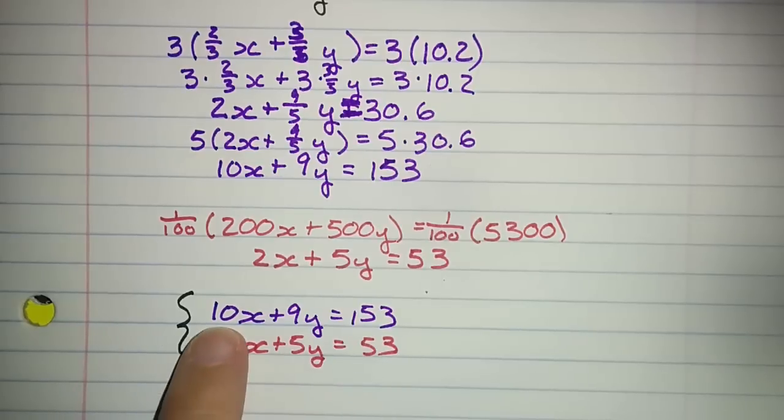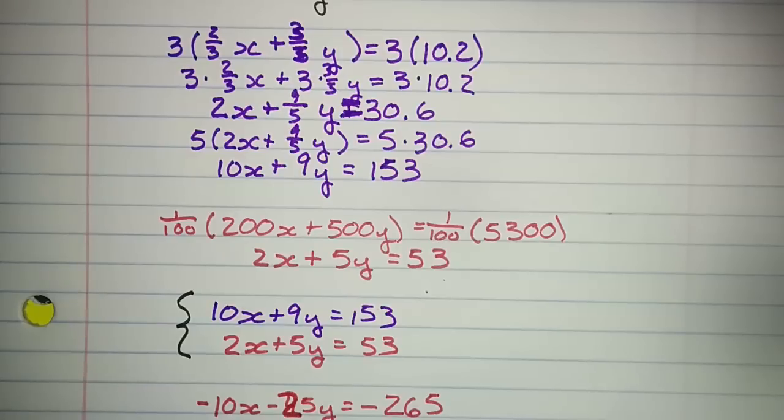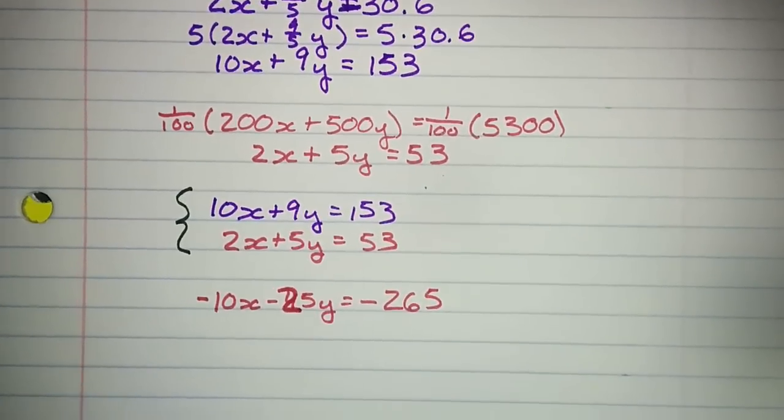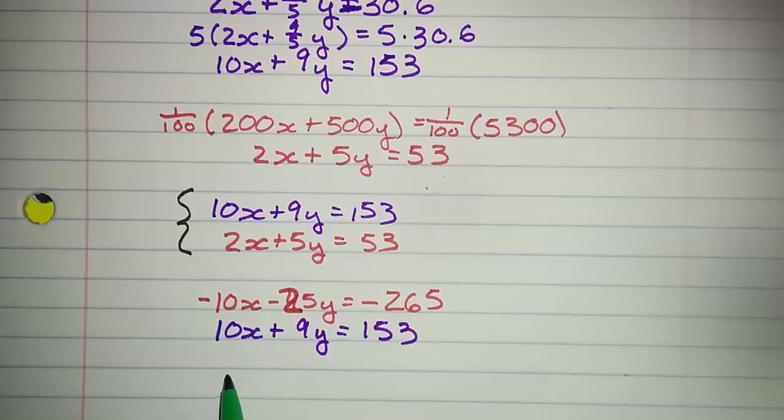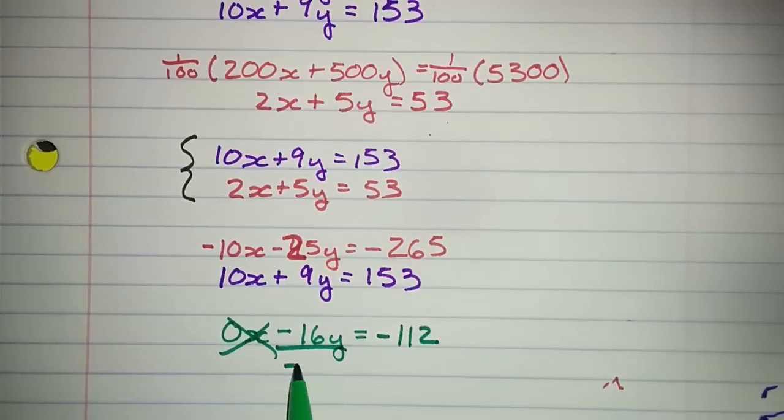And this is very nice because I notice 10 is a multiple of 2. So if I multiply both sides of the second equation by, say, -5, my second equation becomes negative 10x minus 25y equals negative 265. And now if I add the left-hand sides together, x is eliminated. I get negative 16y equals negative 112. Dividing both sides by negative 16, I'll get y equals 7.